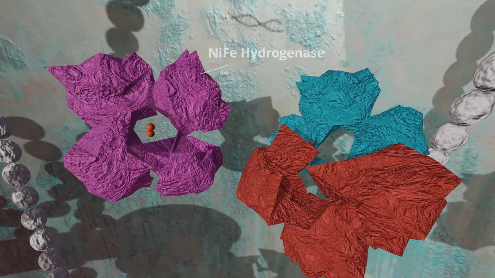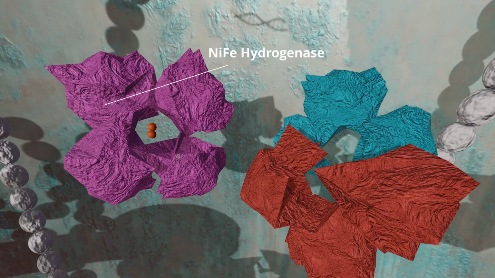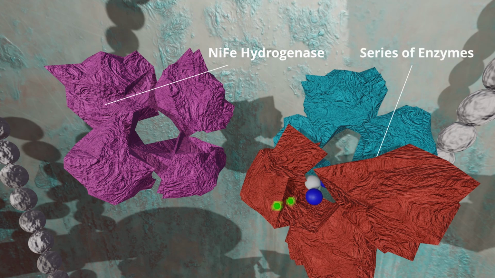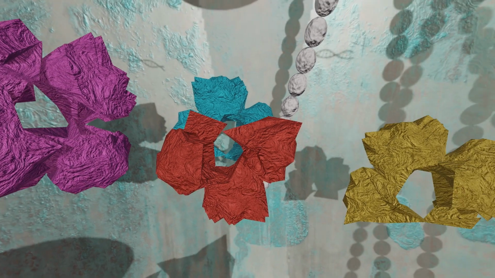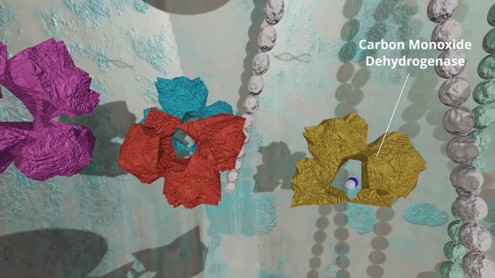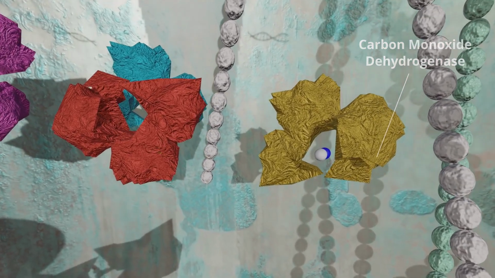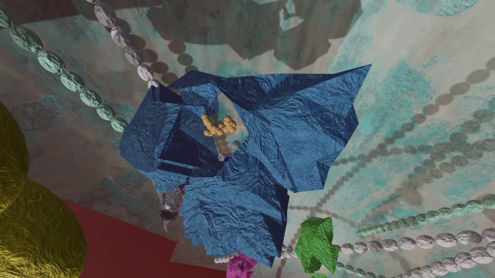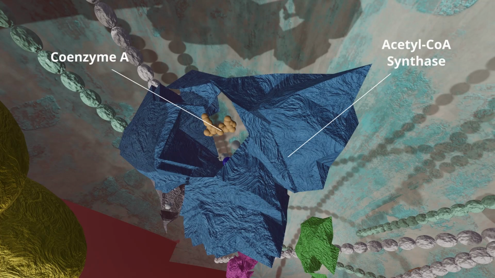Hydrogen gas diffuses through the cell and into nickel iron hydrogenase, where the gas is split into 2 protons and 2 electrons. Additionally, 2 molecules of carbon dioxide also diffuse through the cell membrane. One goes through a series of enzymes and complexes and is reduced with the help of electrons from the hydrogen gas that was split. The other is converted to carbon monoxide by carbon monoxide dehydrogenase. They meet together with coenzyme A to enzymatically form acetyl-CoA via acetyl-CoA synthase.